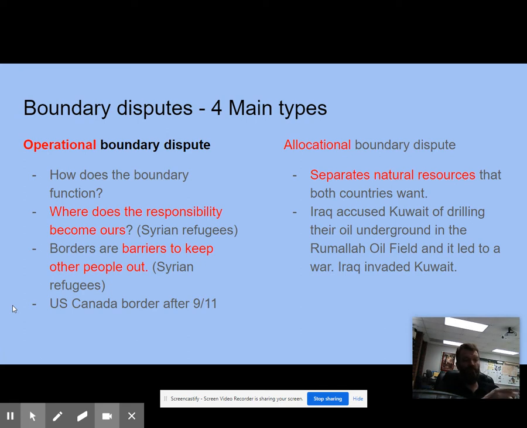Some European countries, a couple of years ago, wouldn't let Syrian refugees into the country. That's an operational thing. That's the rules that that country chooses to live by, and it can cause a dispute. It's a boundary dispute.